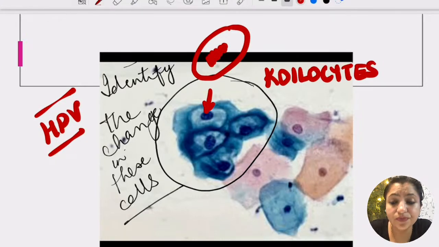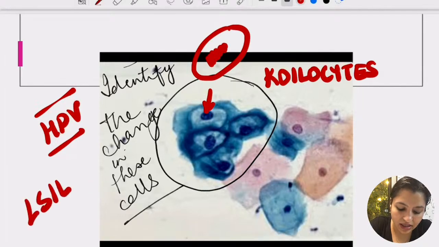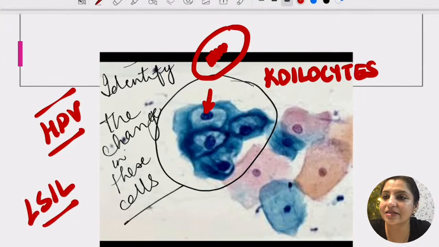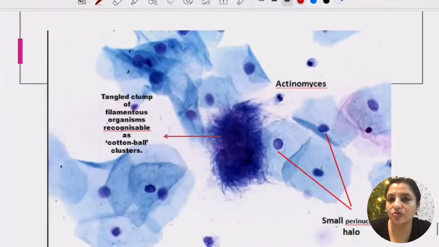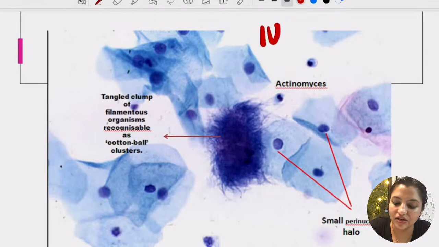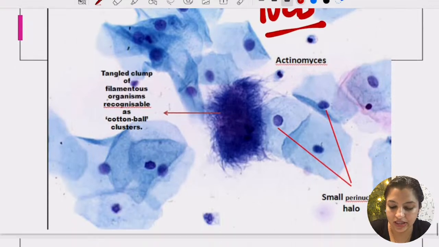They can also ask you in which type of lesion coilocytes are more commonly seen. Remember, it can be seen in L cell usually. Okay, so L cells are usually associated with a lot of coilocytic changes. Also, you have to remember this typical appearance, this tangled cotton ball like cluster. Whenever they give you this, it is actinomyces, and it is usually seen in females who are IUCD users.